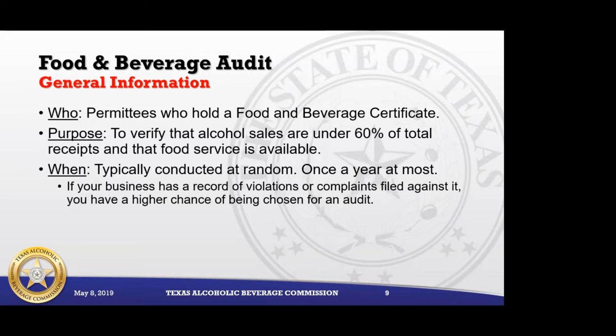The purpose of this audit is to verify that your alcohol sales are under 60% of total receipts and that food service is available as long as alcohol service is available. They're typically conducted at random. We are given a list of permittees who have to have one of these audits conducted, and then we'll go out and begin auditing them. Normally, this will be conducted once a year at most. If your business does have a record of violations or complaints filed against it, there is a higher chance of being chosen for one of these audits.